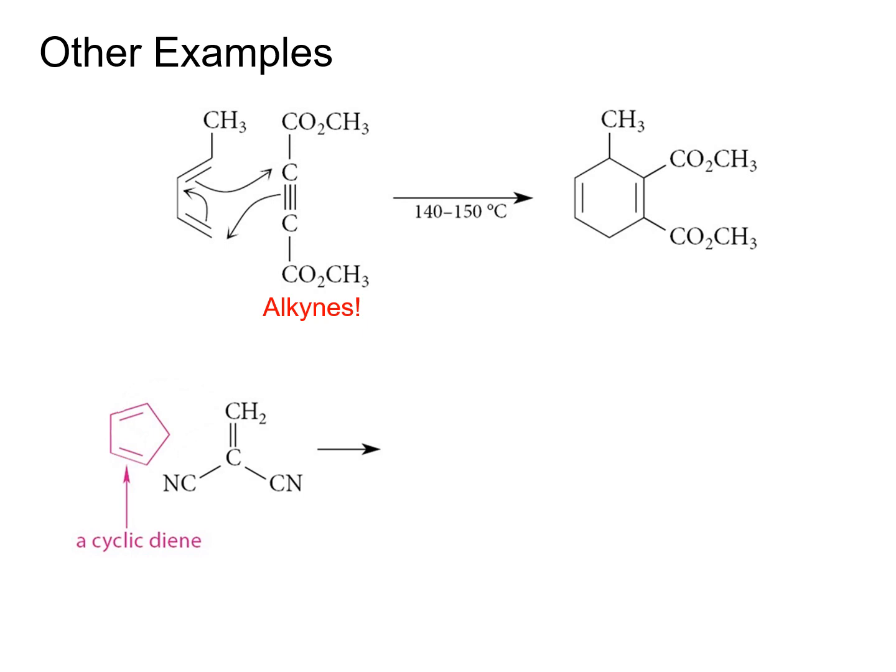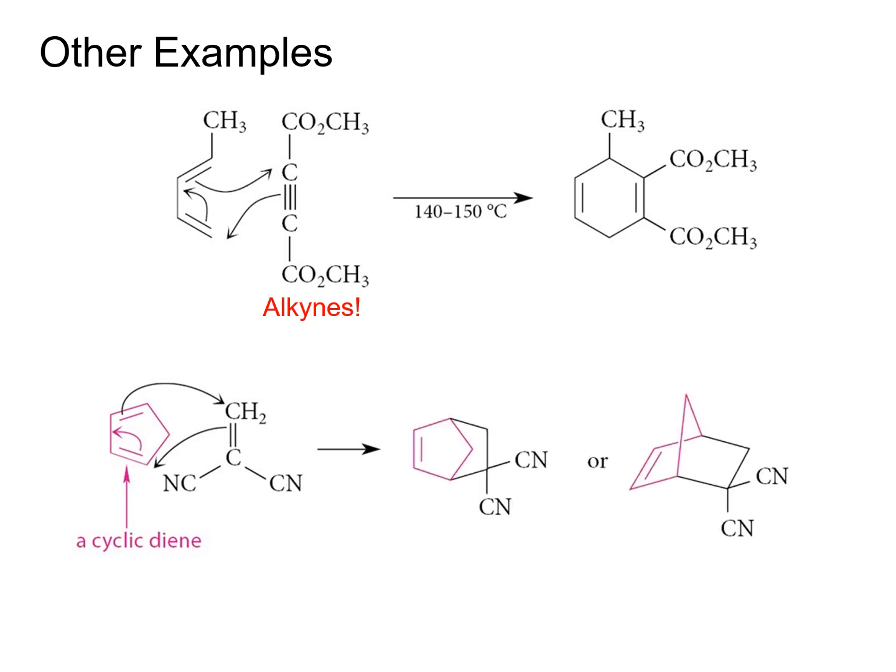For the bottom one, we can do our arrows again, drawing out, starting from my dienophile. And so as a result of this, we're going to have a bicyclic product, and you'll start to see pictures looking in both two-dimensional and three-dimensional for this product.